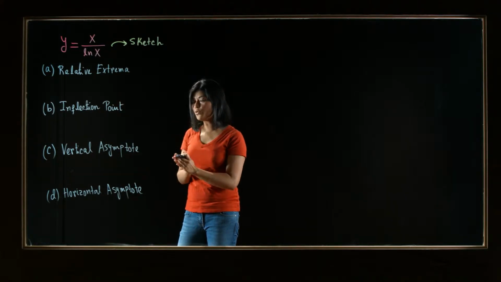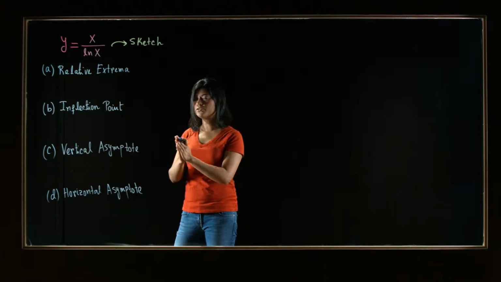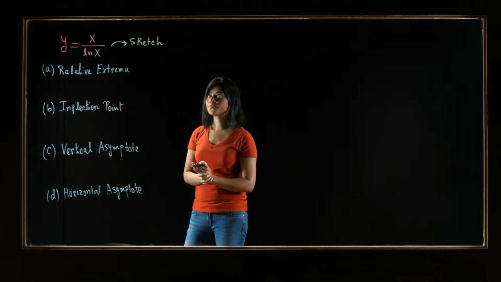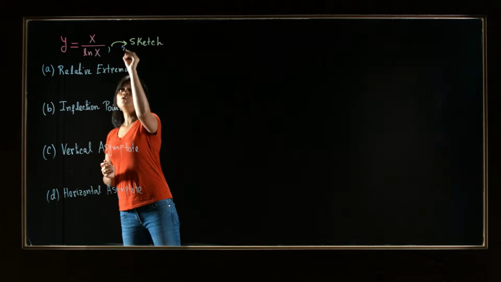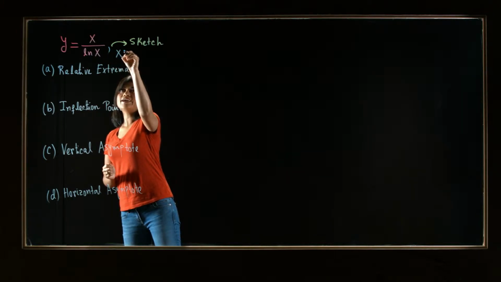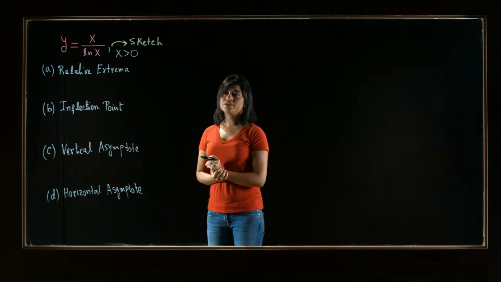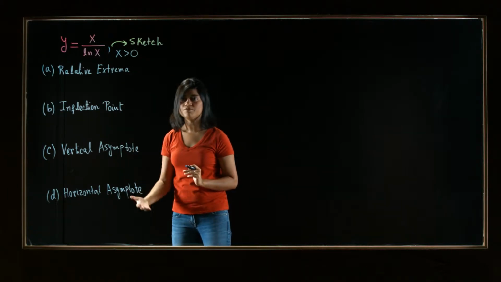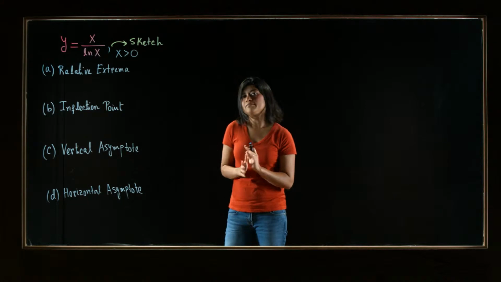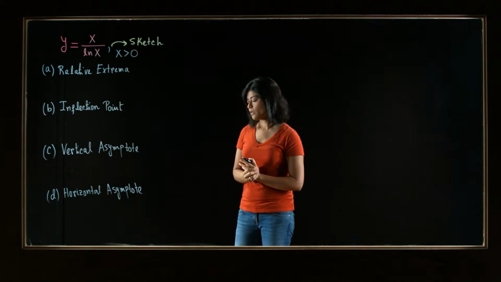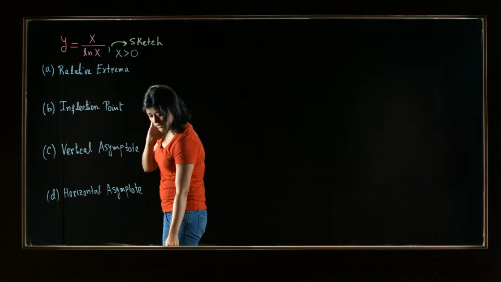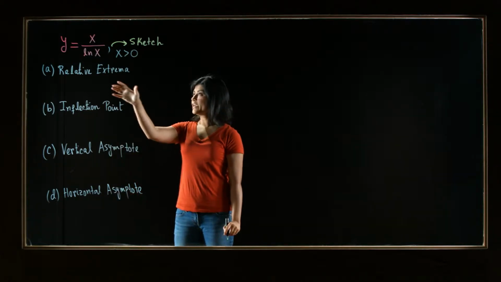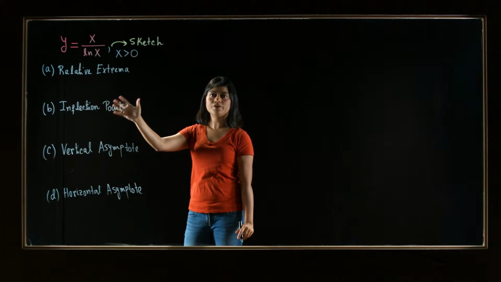So, we know right away that the graph of this function will be drawn to the right side of the y-axis only. This function will be defined only for x strictly greater than 0. That we know for sure. And then we have to figure out more information so that we can draw a nice sketch. All right. So, let's continue and see what we can tell about the extrema and inflection point first.